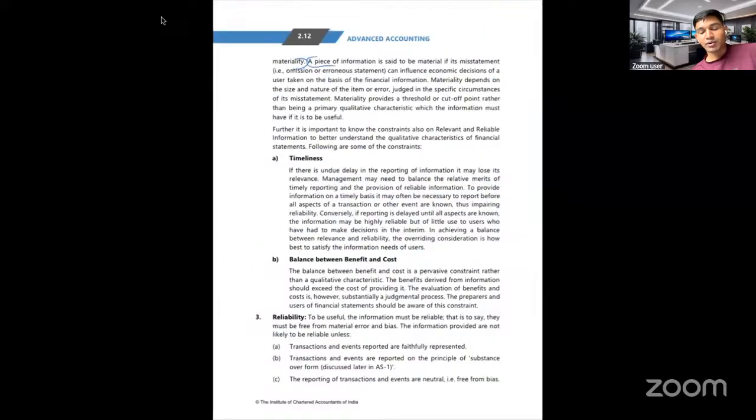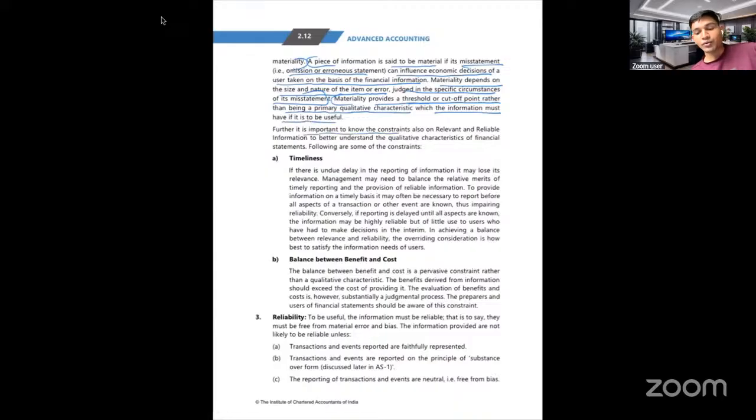A piece of information is said to be material if its omission or erroneous statement can influence the economic decision of a user taken on the basis of financial information. Materiality depends on the size and nature of the item or error judged in the specific circumstances of its statement. Materiality provides a threshold or cutoff point rather than being a primary qualitative characteristic which the information must have if it is to be useful.